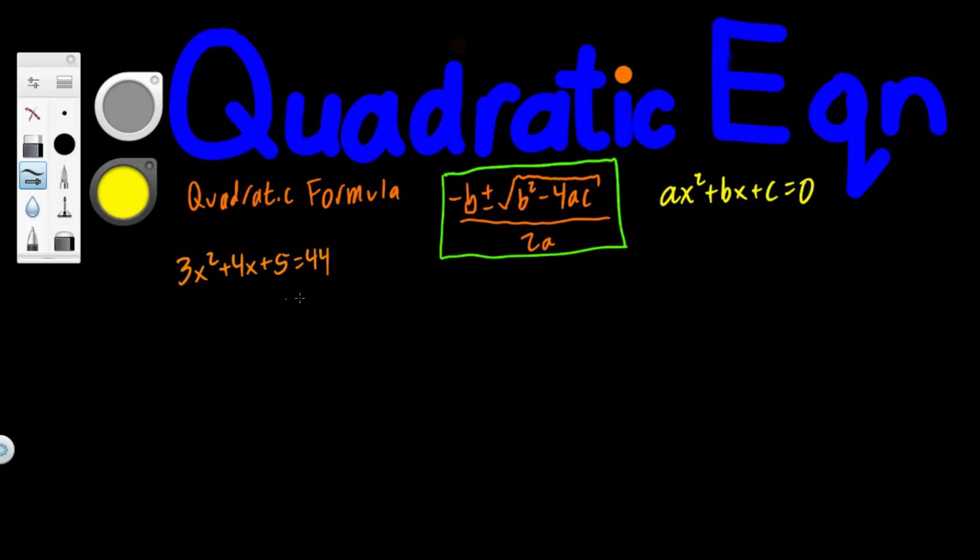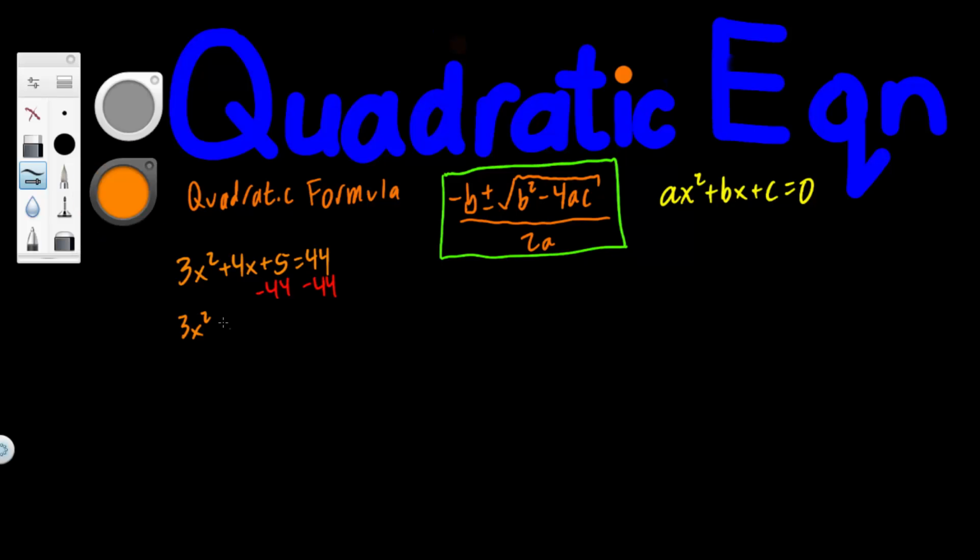This does not currently match that, so to get it to the form that we want, we need to subtract 44 from both sides so that we can get an accurate value of c. Otherwise, this formula will not work. This needs to be set to 0. What do we end up with?